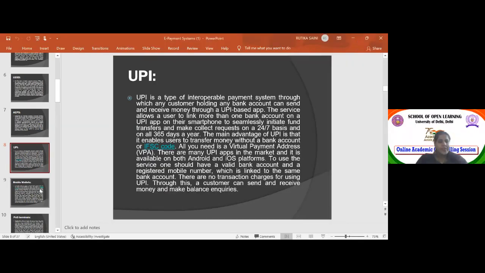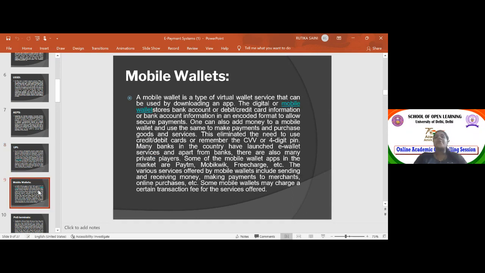Next, mobile wallets. A mobile wallet is a type of virtual wallet service that can be used by downloading an application. Where you need to download an application like we have Paytm. The digital or mobile wallet stores the bank account or the debit card information.